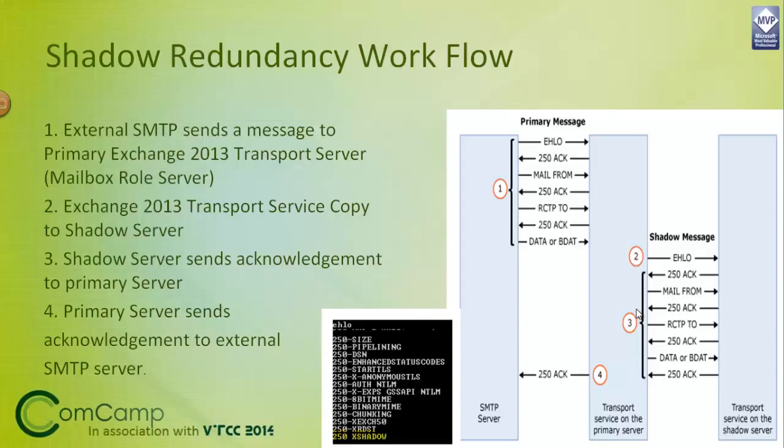And at point number four, you can see the primary server is sending the acknowledgement back to the external SMTP. So you can see shadow redundancy delays the acknowledgement of receiving the message, and it does not give the acknowledgement until it makes a copy of the shadow message. Alright, let's move on to the next slide.